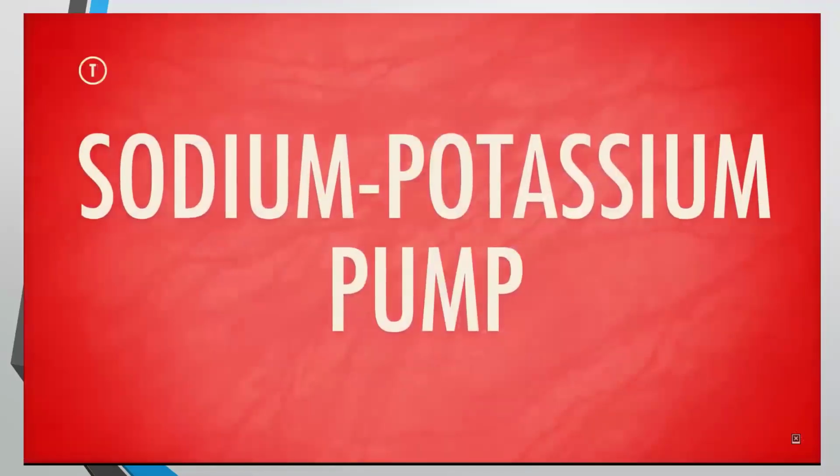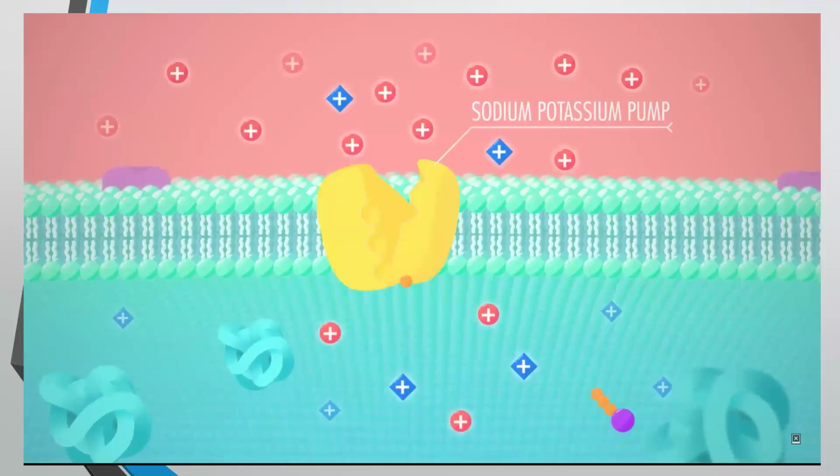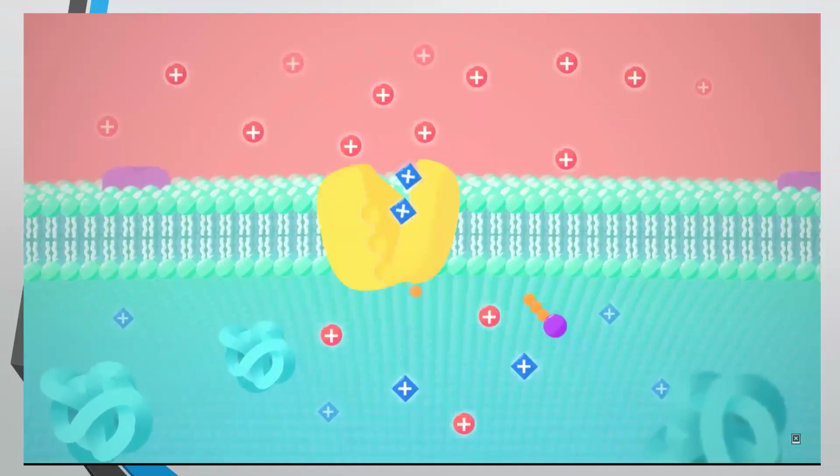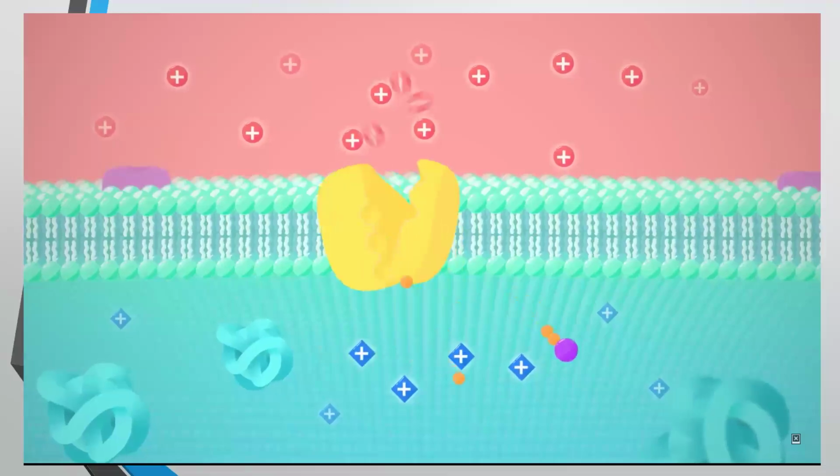Now, these ions didn't just show up in this arrangement on their own. This is all orchestrated by one of the most important bits of machinery in your nervous system, the sodium-potassium pump. This little protein straddles the membrane of the neuron, and there are tons of them all along the axon. For every 2 potassium ions it pumps into the cell, it pumps out 3 sodium ions.